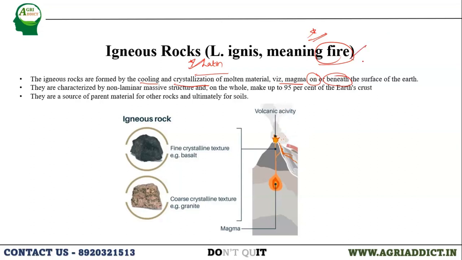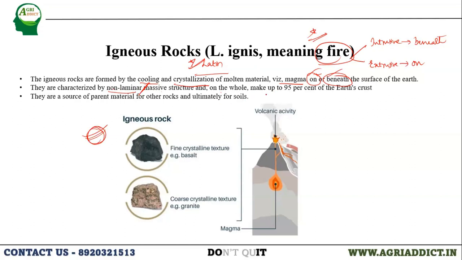Igneous rock is again of two types, intrusive and extrusive. Extrusive means external, on the surface of earth. Intrusive means internal, beneath the surface of earth. So these two types of rocks are present in igneous rock. And they are non-laminar or massive, both are the same. Massive means we can't differentiate them into layers. It is just a massive structure.